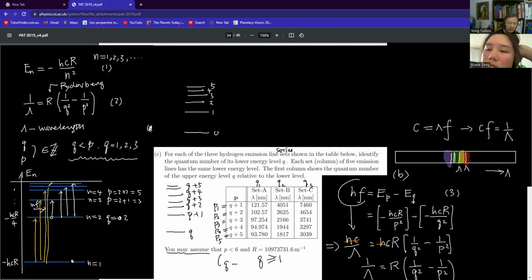Can you see? The white one, the Q is 2. Okay. That makes sense. So you can say this is the lowest set, but we don't know Q, right? Why don't we work this out? Because each lambda will give us a Q.